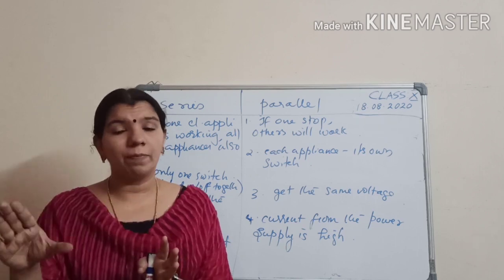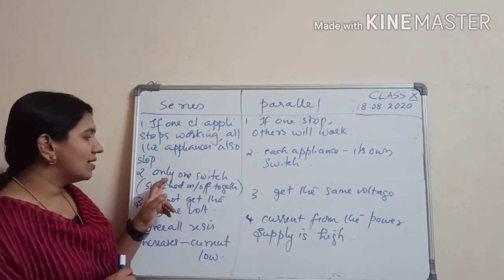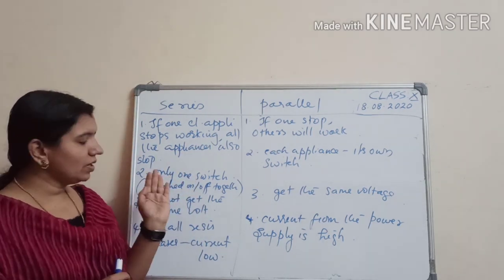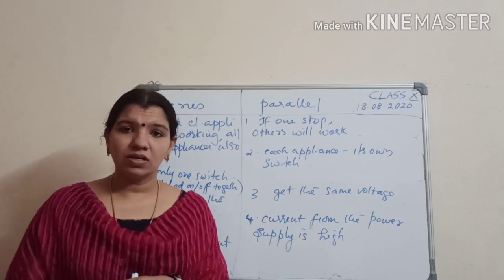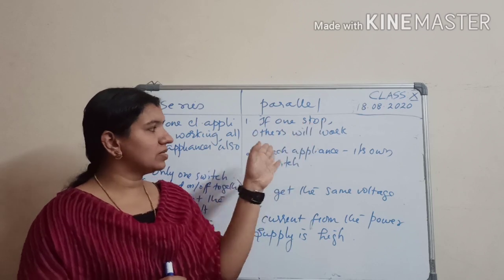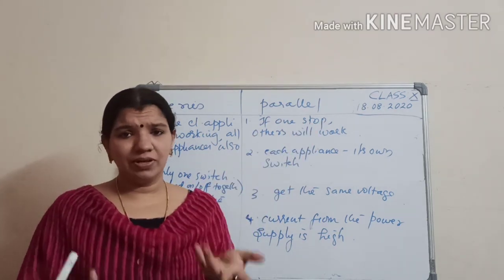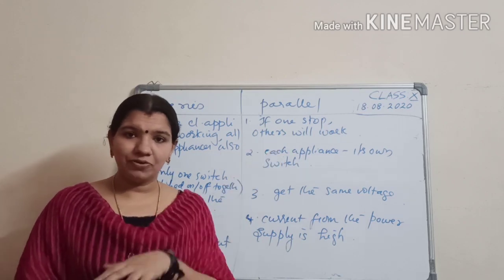That means for all the appliances, there is a common switch. That is the second point. There is only one switch. Switched on and switched off together. Is that possible in a house? No. So, in the case of parallel connection, if one stops working due to some defect, the others will work because the connections are separate.